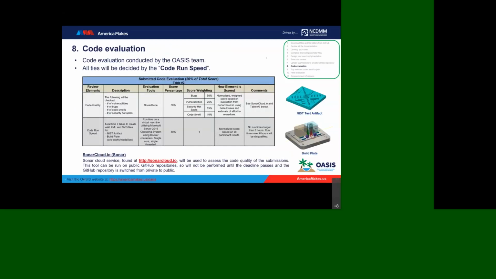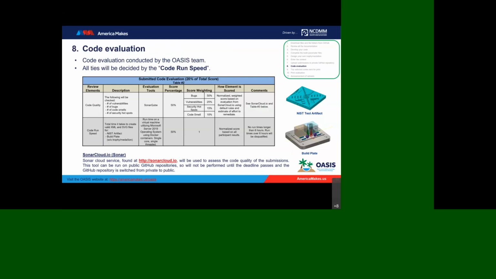At that point, it turns over to the OASIS team. We'll begin the code evaluation. All ties from the code evaluation will be decided by the code run speed. What I have here in front of you right now is how we will be evaluating the code. There'll be 2 different ways. We'll be evaluating the code quality and the code run speed.